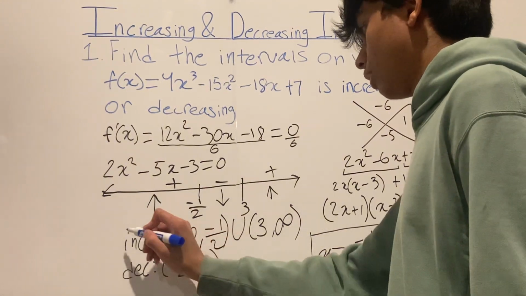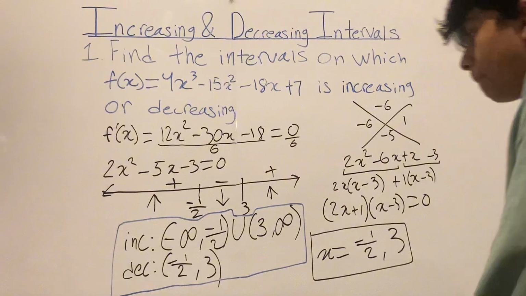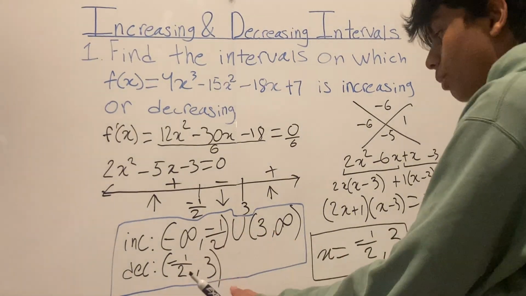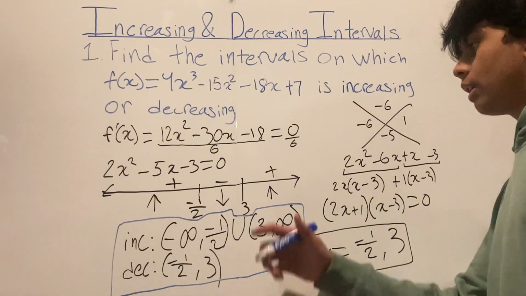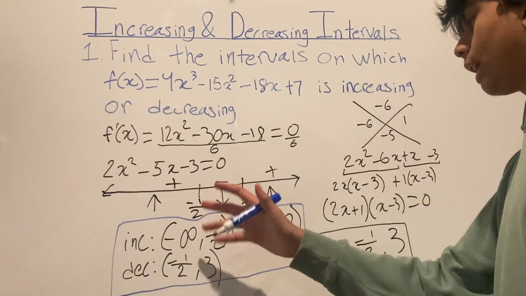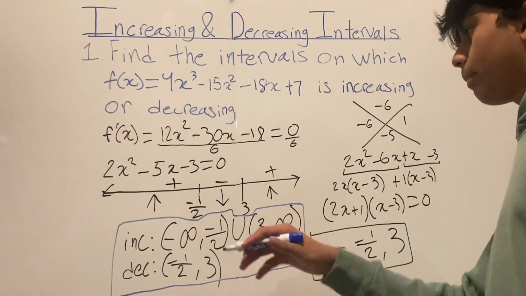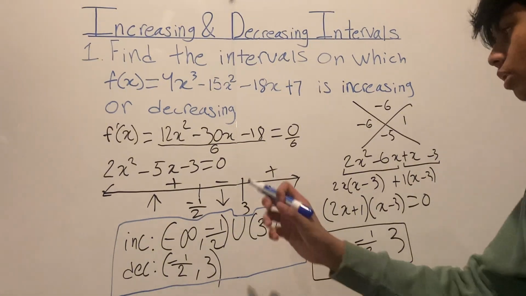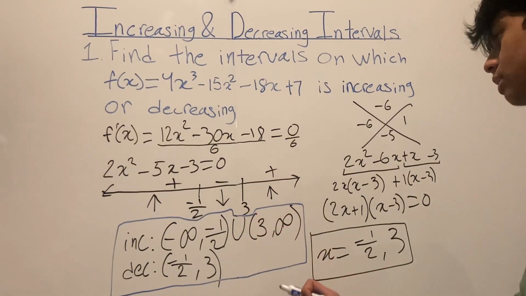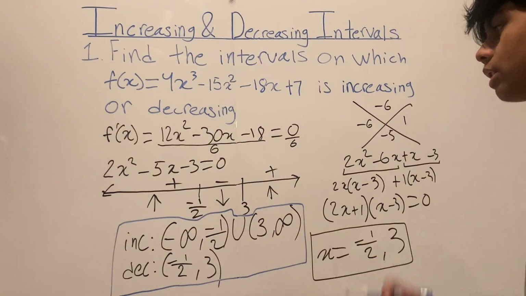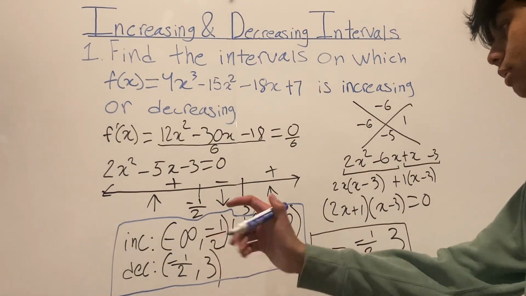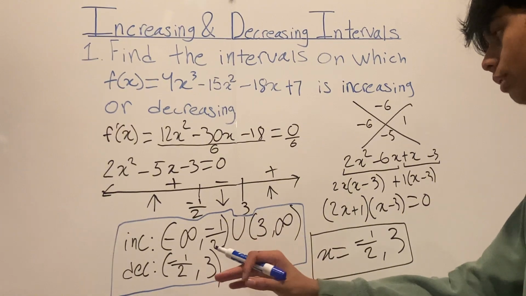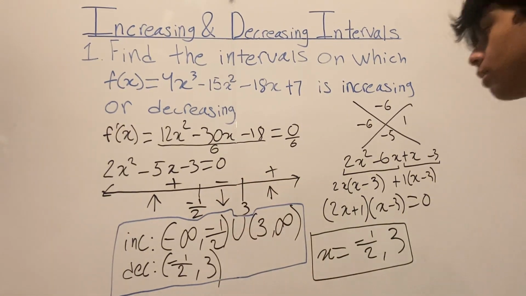And that's the final answer. Also, these are open parentheses and we're not including these points. That's because at negative 1/2 and 3, f prime of x is actually 0, as we found here. So when it's 0, the function has stopped. It's not increasing or decreasing, it's just stationary. That's why it's open parentheses and not closed, and why we don't include these points.